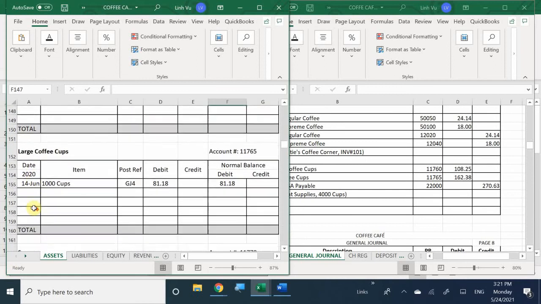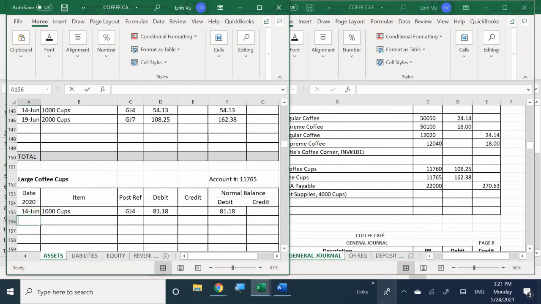Okay. And once again, now we are here at the large cups. For 162.38. Running balance of 243.56. Excellent.